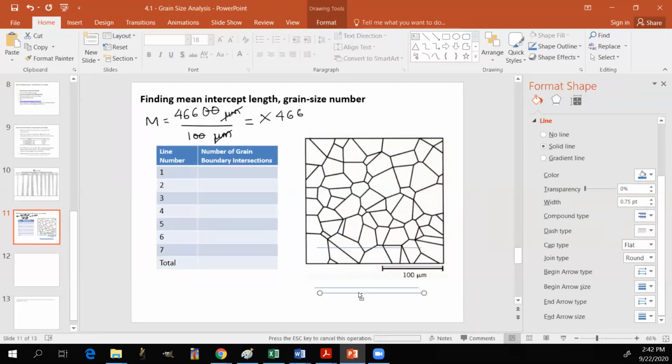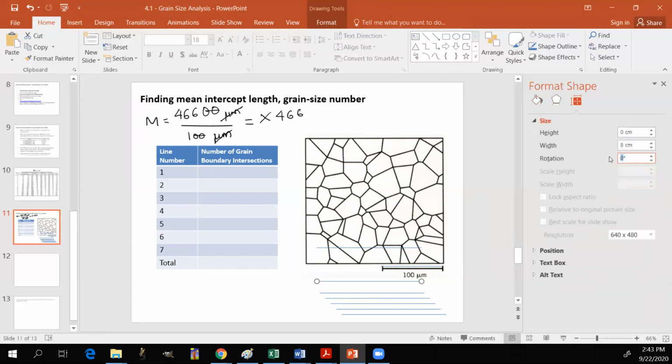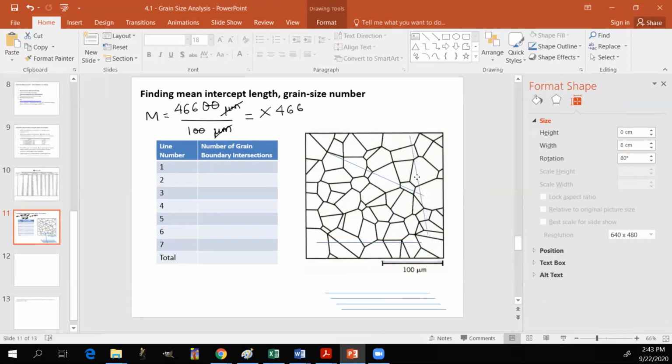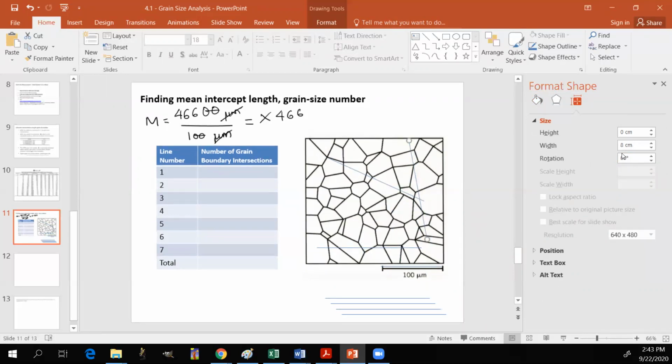2, 3, 4, 5, 6, 7. And then you want to randomly orient them, right? So you just go to here, maybe make that 25 degrees, put that line there, like that. Maybe orient this guy 80 degrees. Go put this guy over here. Maybe orient this guy by minus 30 degrees. That guy is like that.